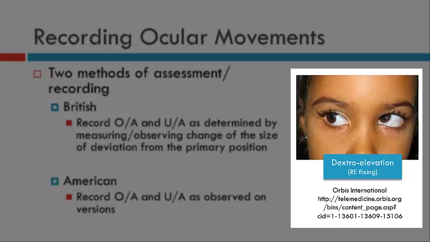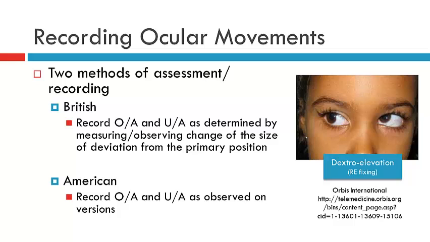Now, in order for it to be recorded as a left inferior oblique overaction, the British method requires that there has been an increase in the hyperdeviation from primary position to this position of gaze. The American method does not require this. For this method, it is purely upon observation that if the eye appears to be overacting, or the extraocular muscle, in this instance inferior oblique, appears to be overacting, it would be recorded as such regardless of whether there was a change in the size of the deviation between primary position and dextral elevation.